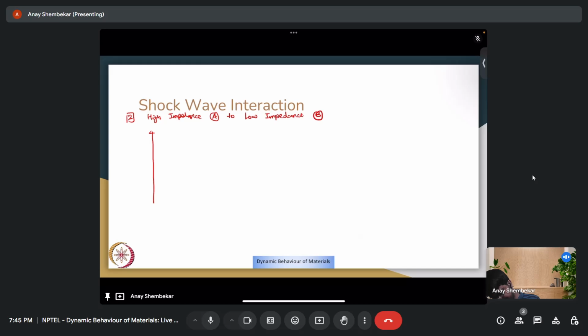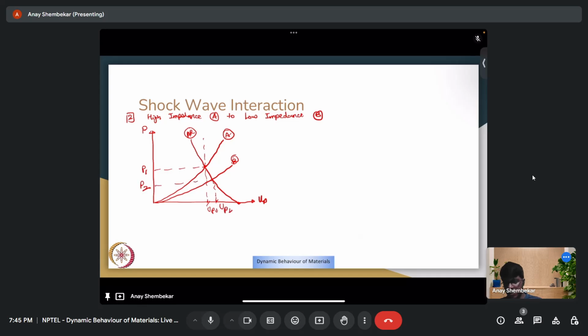And if I plot the pressure versus particle velocity diagram, suppose this is the UP1, this is P1. The reflected curve would look something like this, and B has a lower impedance, so it looks like this. UP2, P2.